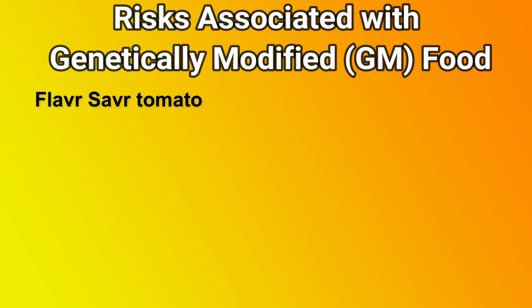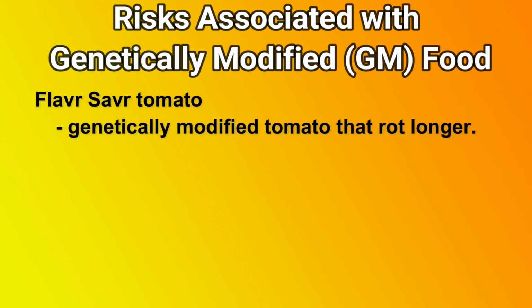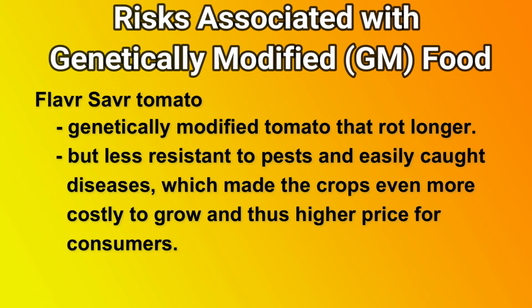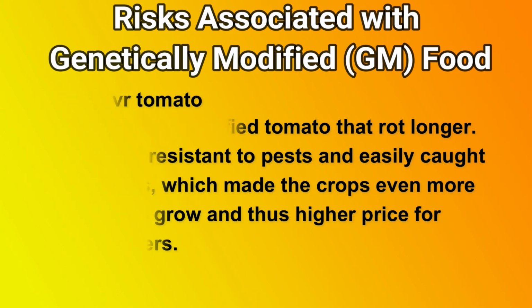Flavr Savr tomato, a genetically modified tomato that rots later but is less resistant to pests and catches diseases easily, which makes the crop even more costly to grow and thus a higher price for consumers.